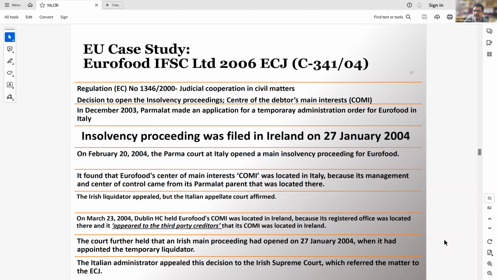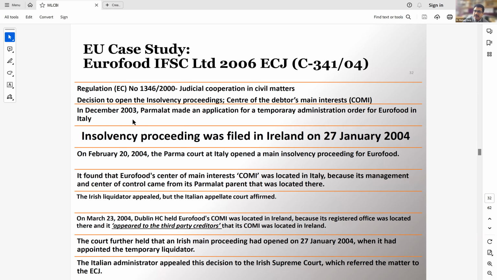So even in the draft part Z, it says that what is the date of filing of insolvency proceeding. So as we can see here, the application which was filed in Ireland on 27th January was insolvency application, but the application which was filed in December 2003 in Italy was not insolvency application. And that is why it also matters at what date the insolvency application had been filed.